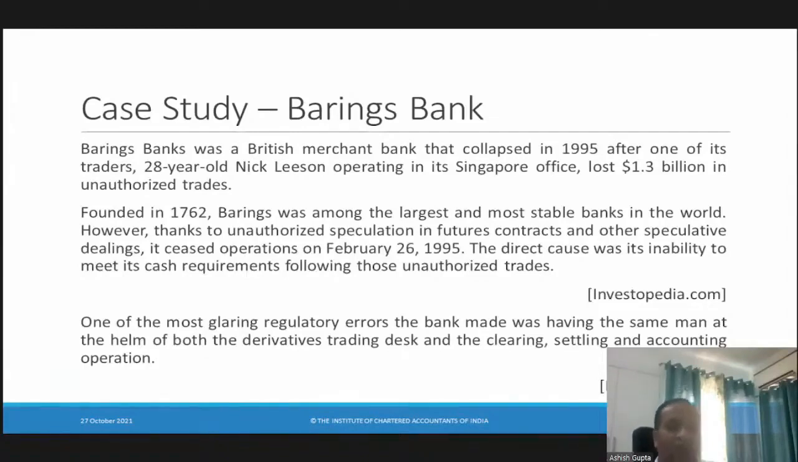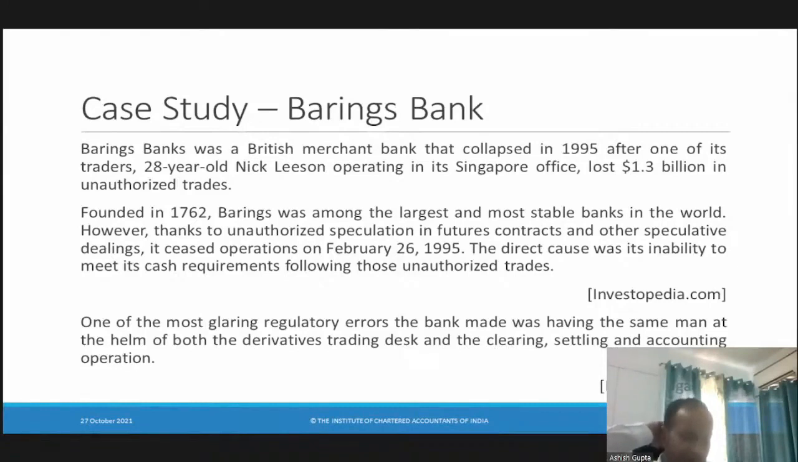Okay, students. Now I will invite your attention to the last point of this. This is a Forbes Magazine quotation: one of the most glaring regulatory errors in the bank was having the same man at the helm of both the derivative trading desk and the clearing, settling, and accounting operations.